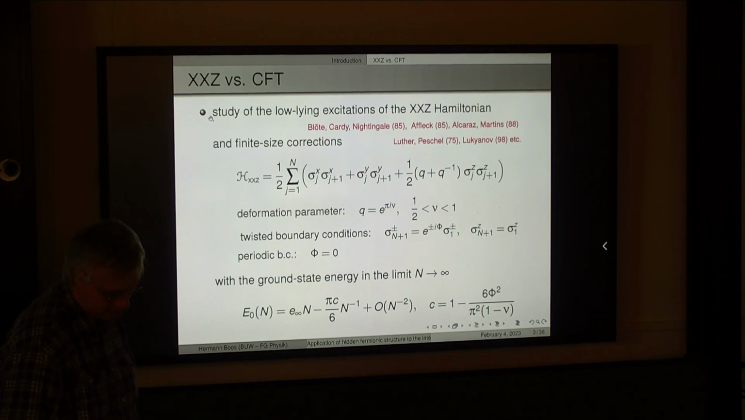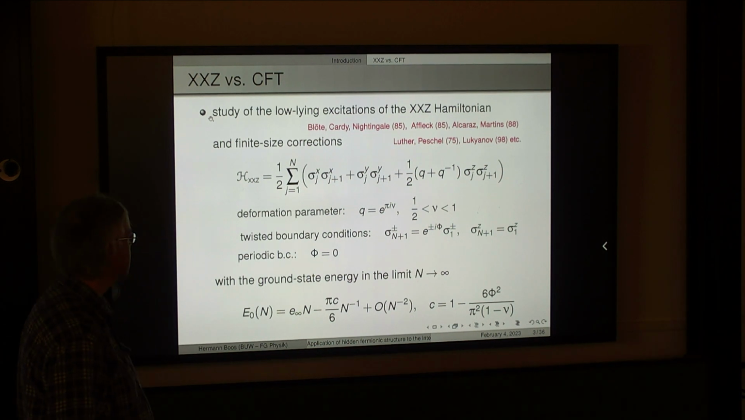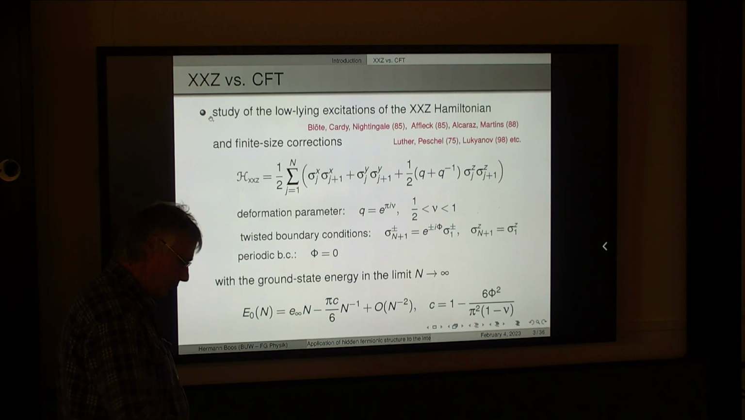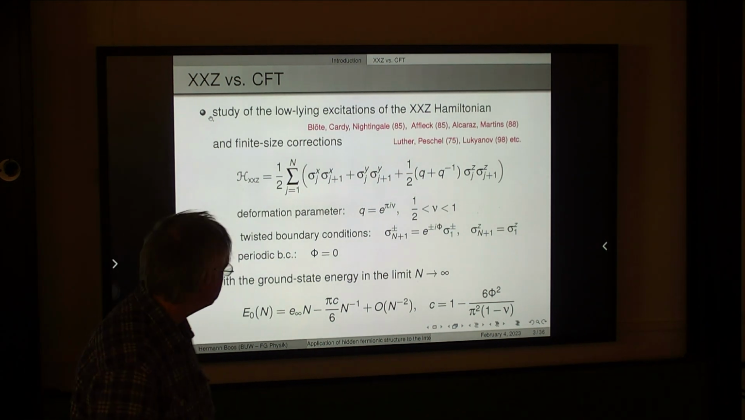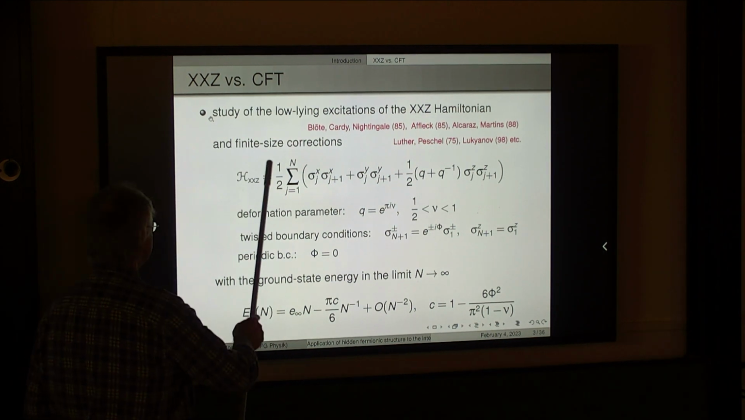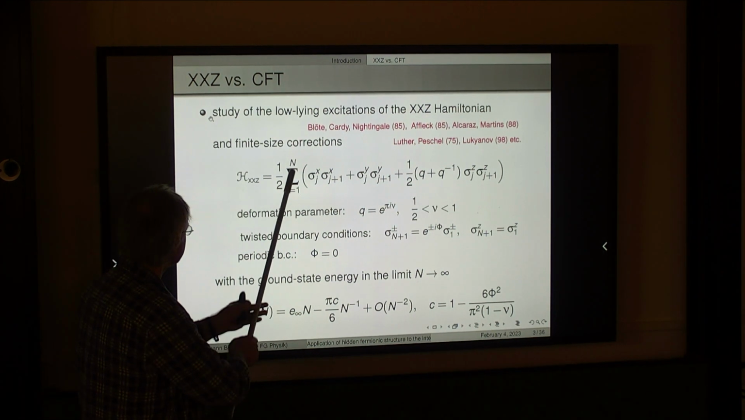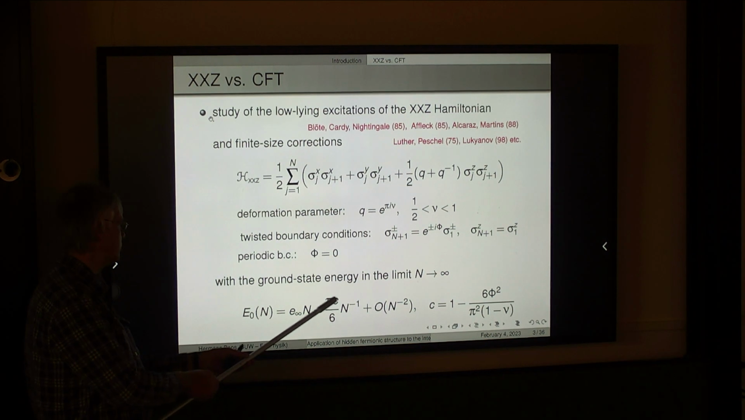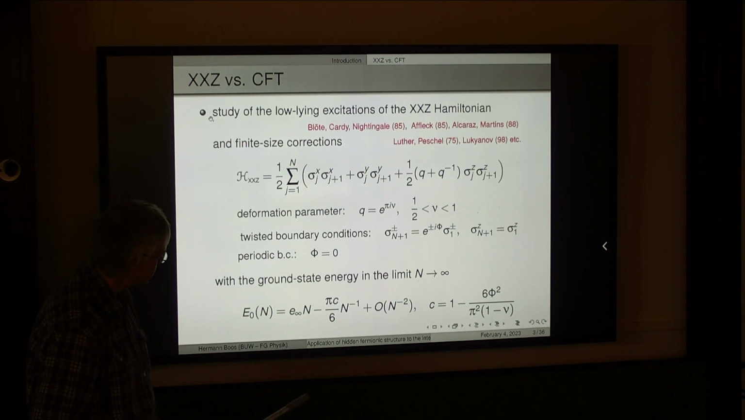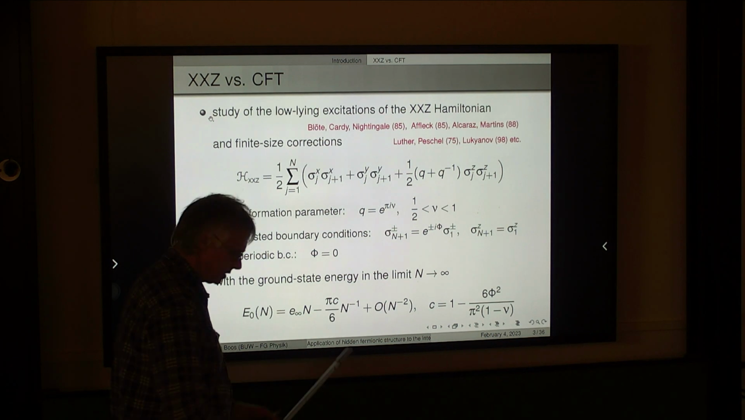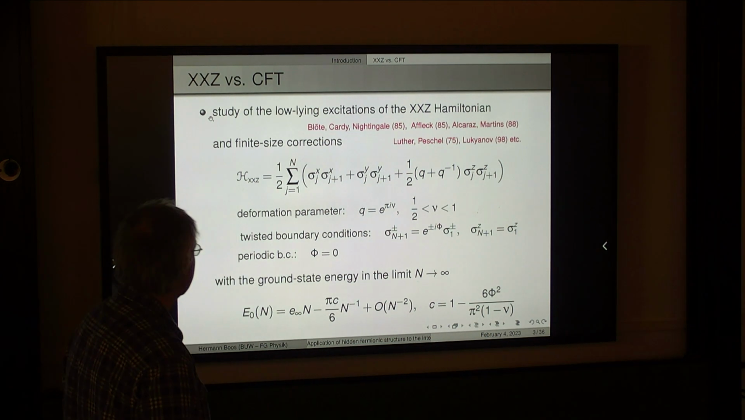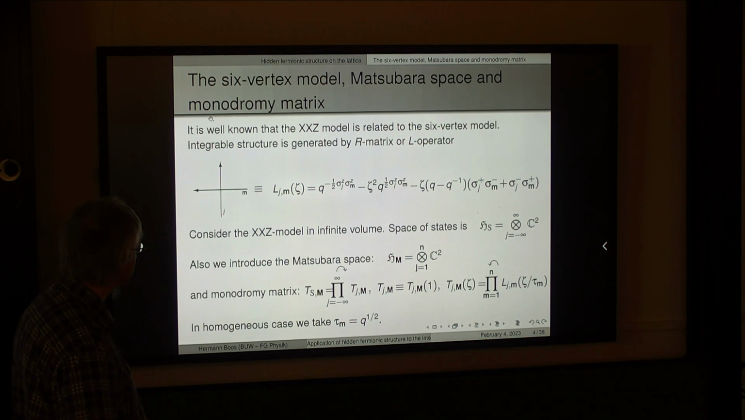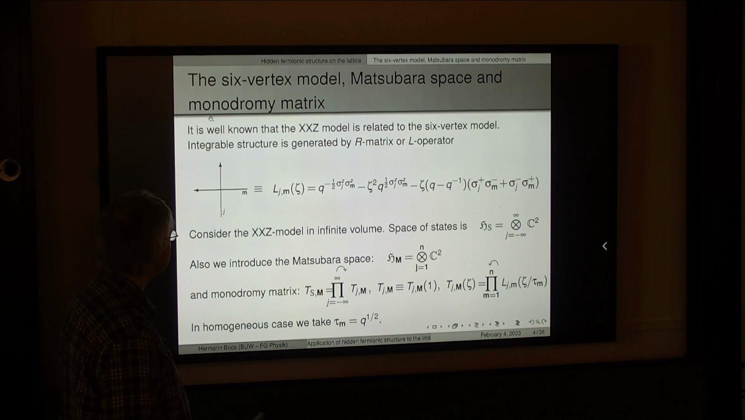people identified low-lying excitations of the spectrum of the XXZ chain with the operator content of the QFT. Also, the finite size correction, when this n goes to infinity, actually shows a correspondence to the QFT if you look at this term here with some conformal charge C. The correspondence to the 6-vertex model looks like this.